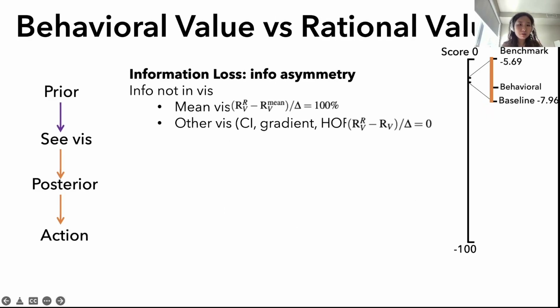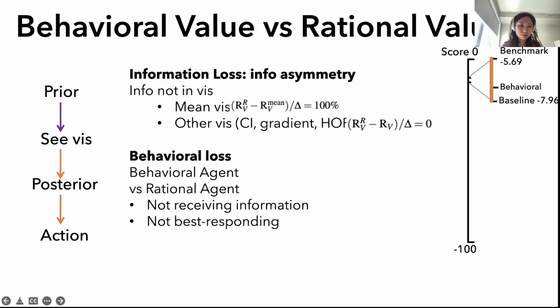So when we compare behavioral value to rational value, which is post-experimental value to pre-experimental value, we see there is a difference between them. And usually the behavioral agent's loss is created by different sources. The first one is the information loss that I talked about, which is created even before the experiment is run. And then the behavioral losses.